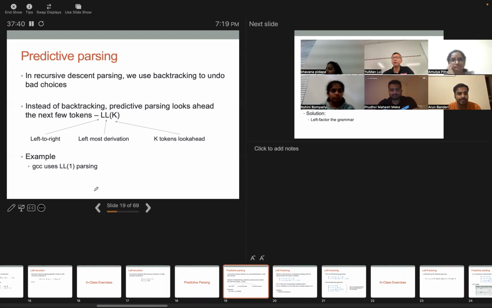So here is LL(k). The first L denotes left to right. The second L denotes leftmost derivation. And the k is the number of tokens you want to look ahead. Okay? You remember in Deepwater, when you compile your program using GCC, GCC is an LL(1) parser. One look ahead. Okay? So we'll see how we can use this to solve our problem without backtracking.